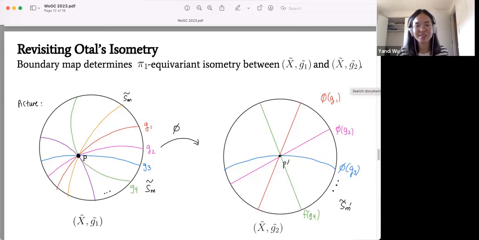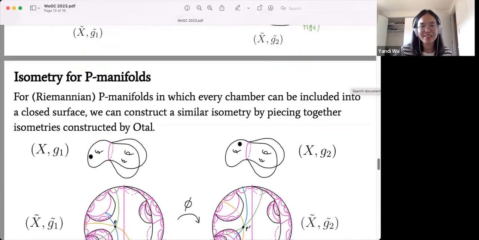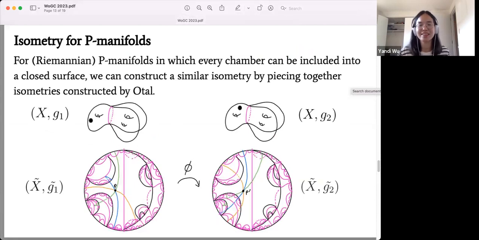Then you can map that point of intersection in your original universal cover to your new point of intersection in the other universal cover. That map is actually a Pi1 equivariant isometry, so you can project back downstairs to make an isometry between closed surfaces. That's the idea. It's induced by this boundary homeomorphism. And the way that it works for p-manifolds is similar, except that your universal cover is a lot more complicated.